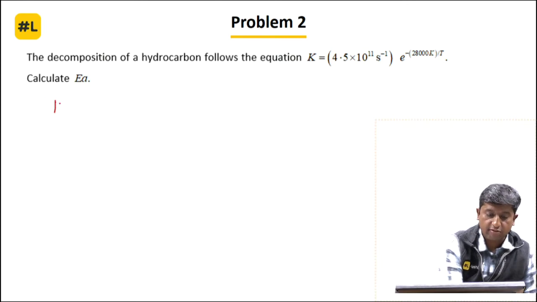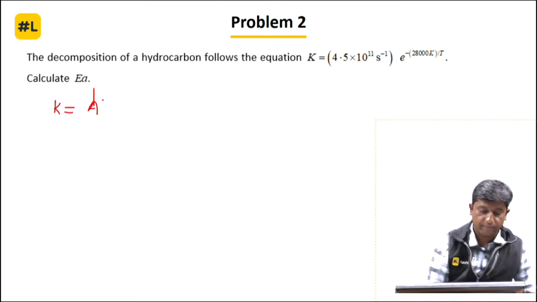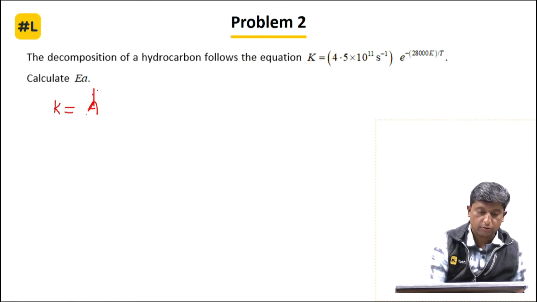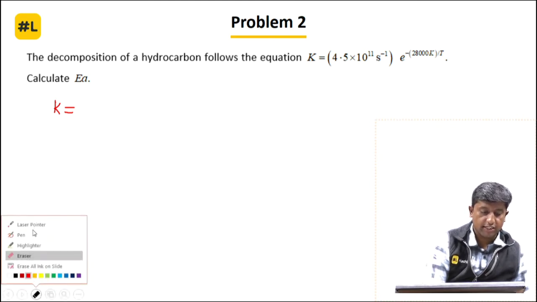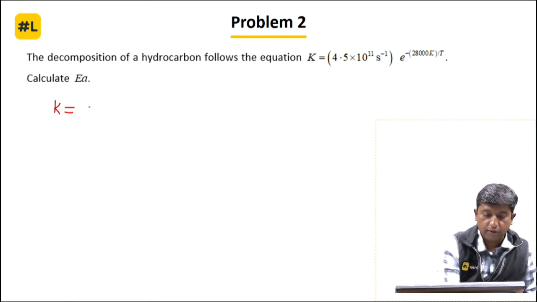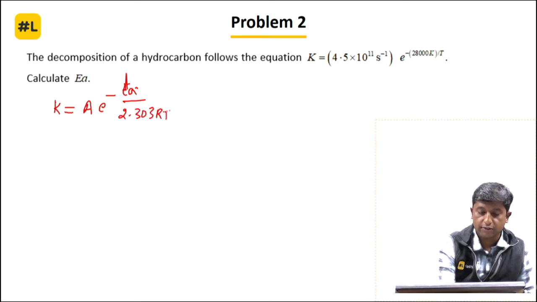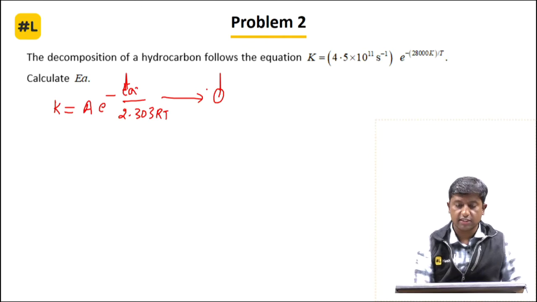From the Arrhenius equation we have K will be equal to A. Yes, students, what is the Arrhenius equation? Can anyone of you guess which equation we can use? Arrhenius equation: K will be equal to A into e to the power of minus EA by 2.303 RT. So, this is the Arrhenius equation. Let us consider this as equation 1.